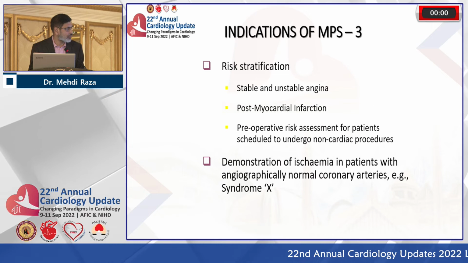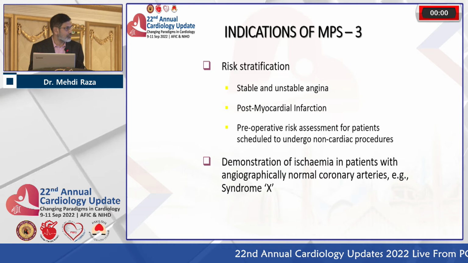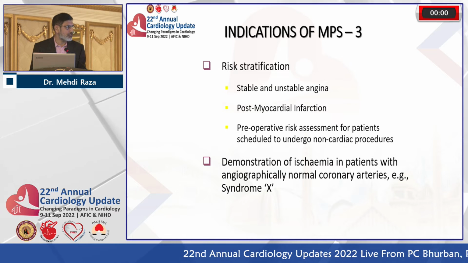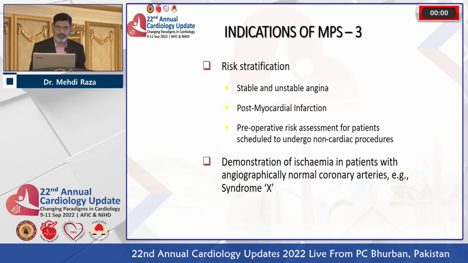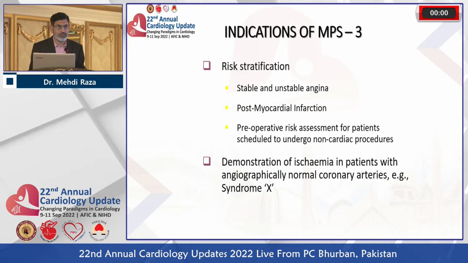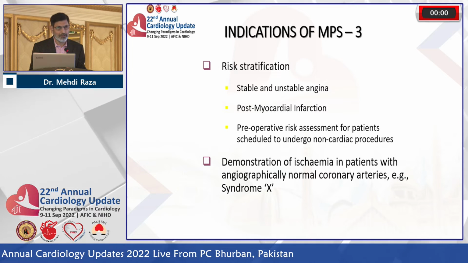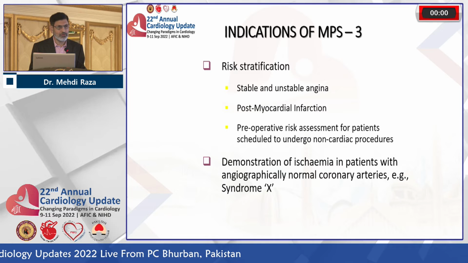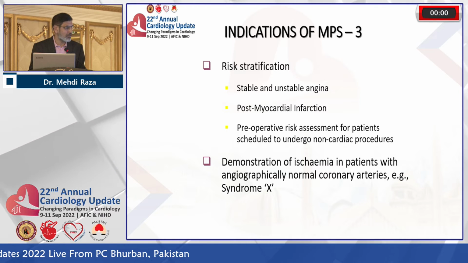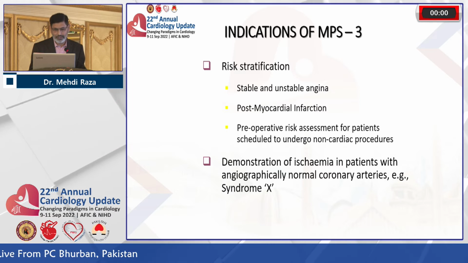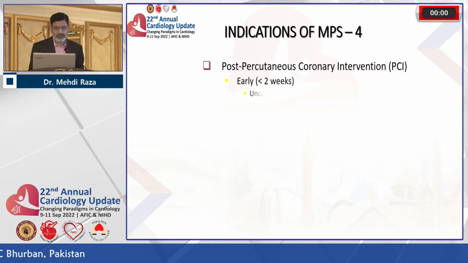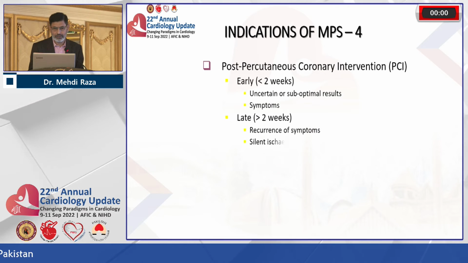Risk stratification we've talked about, and demonstration of ischemia in patients with angiographically normal coronary arteries. There may be syndrome X, there is endothelial dysfunction. These things people don't talk about. They are not even taught in training, unfortunately. And most of the people who go through the FCPS exam are also found to know little about these things. But these are very important, especially from the patient's perspective.